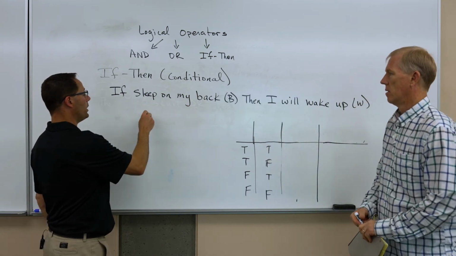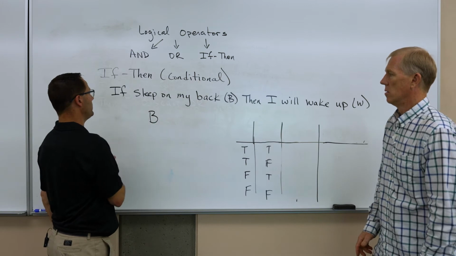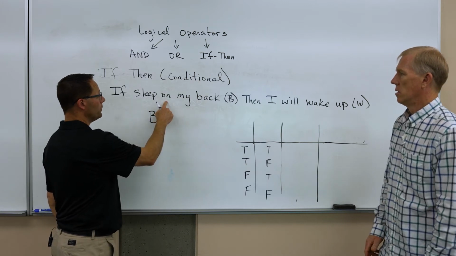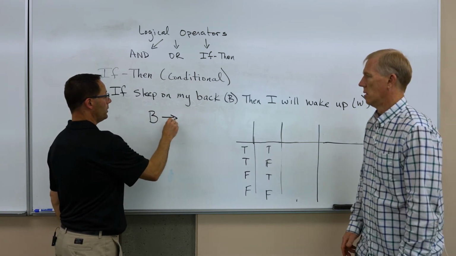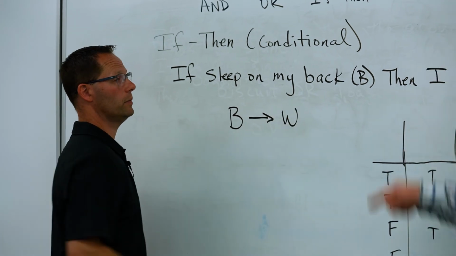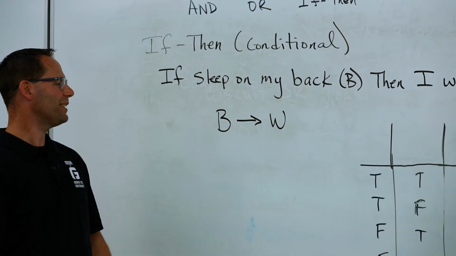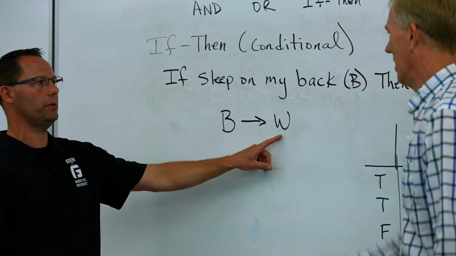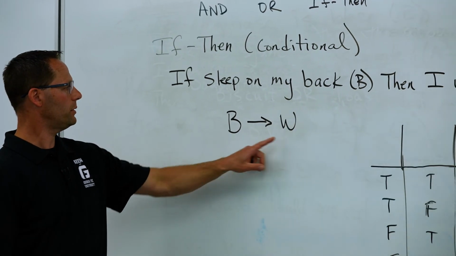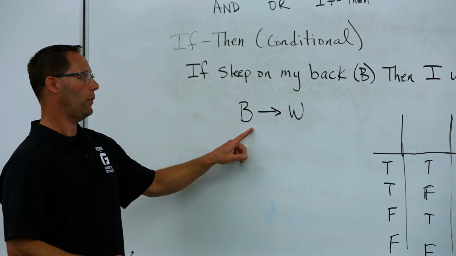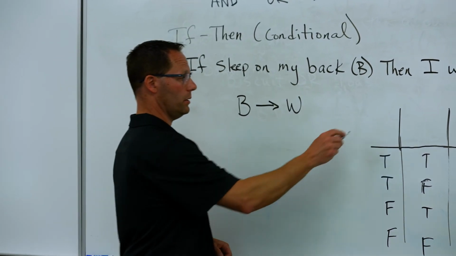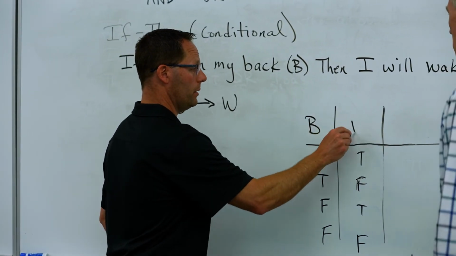So in order to represent an if-then statement in symbols, we use an arrow. That makes sense to me. This just means that B leads to W. If B, then W. W is a result of B. So we've got two atomic statements, B and W.